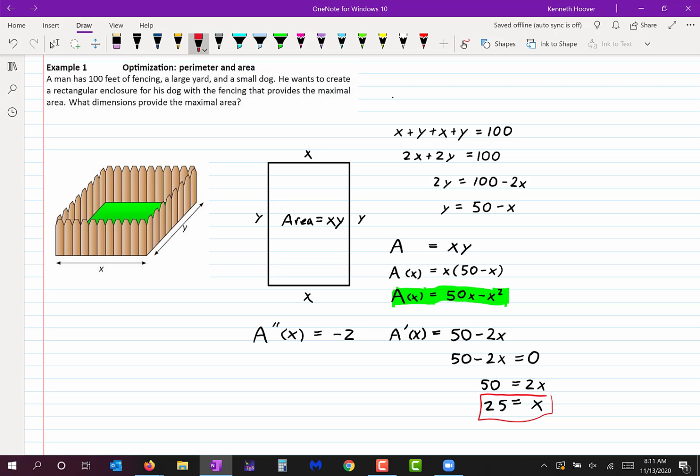So the maximum area is for x to be 25. 25 what? 25 feet. If x is 25 feet, how long should y be? Remember, y is 50 minus x. So if x is 25 feet, then so is y.